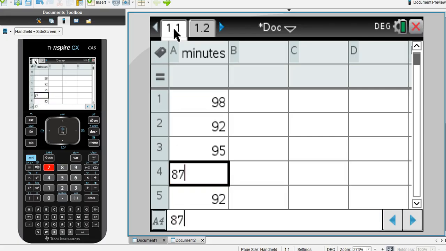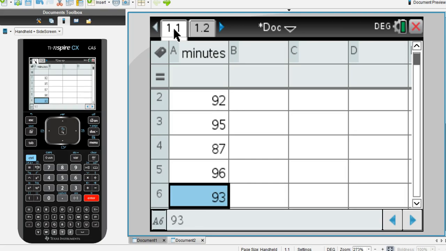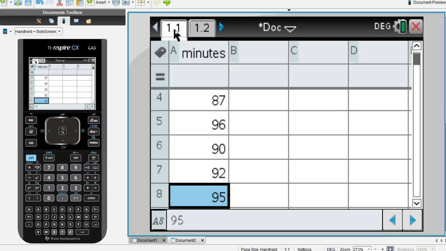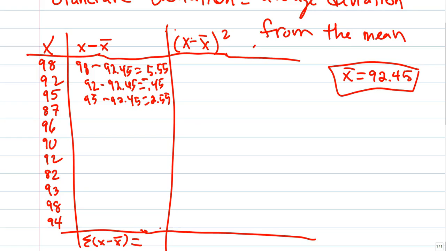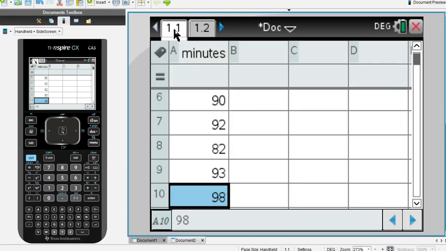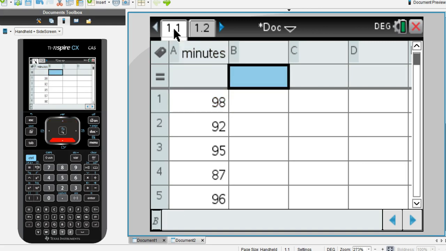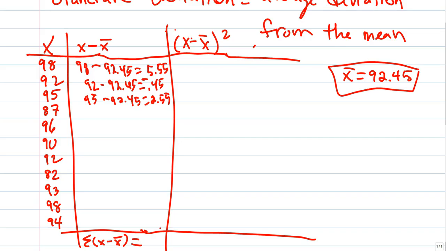87, 96, 90, 92, 82, 93, 98, 94. 11 numbers. And where were we? Every number in A minus the mean, 92.45.